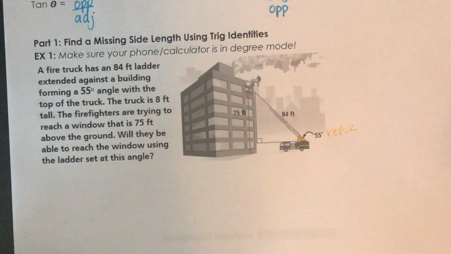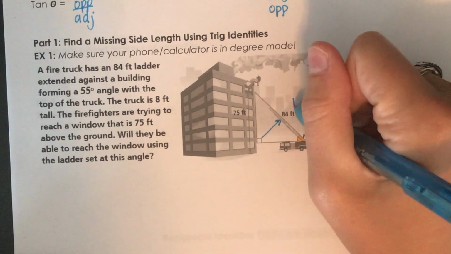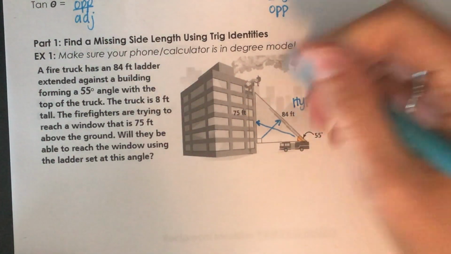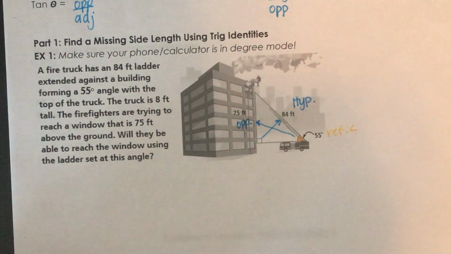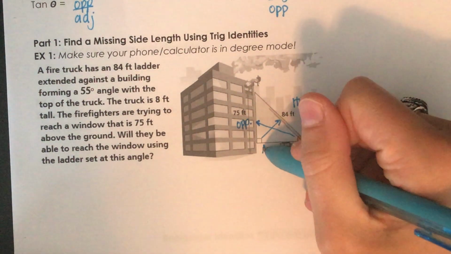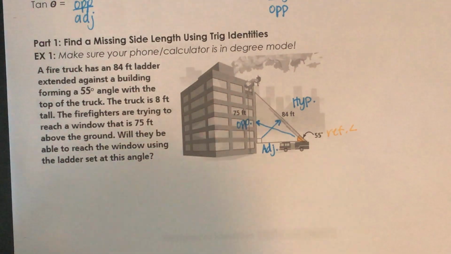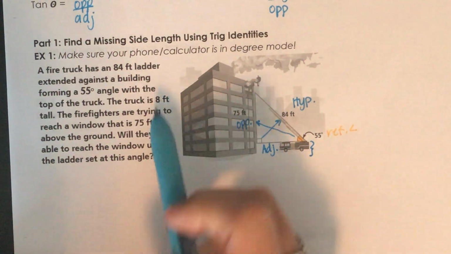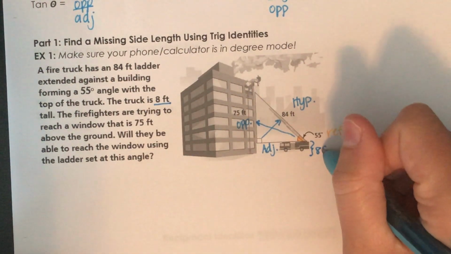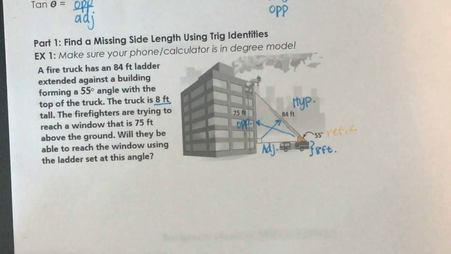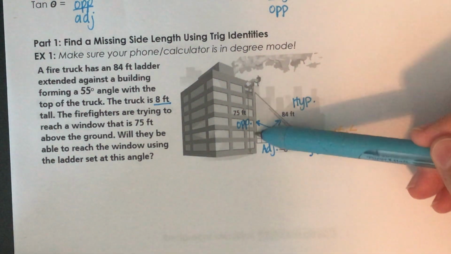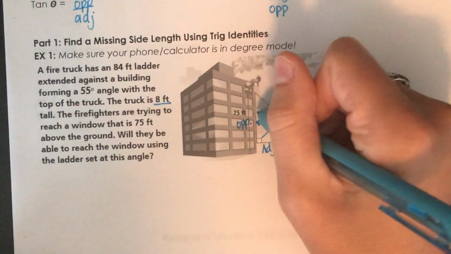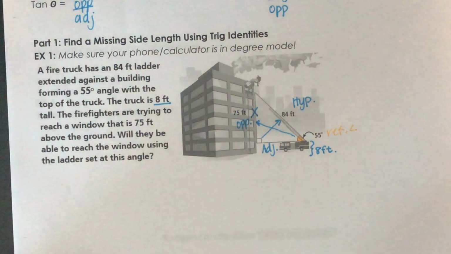Now I'm going to label my sides. Across from the 90 is the hypotenuse. Across from the 55 is my opposite. And then next to the 55 is my adjacent. I know that this truck right here is adding an additional 8 feet because it's an additional 8 feet tall. So that's going to help me when I get to the end of the question. What I'm trying to find is this length over here. I want to know, do I have enough length over here to reach up 75 feet? So this is going to be my X, this side, the one that I'm trying to figure out.